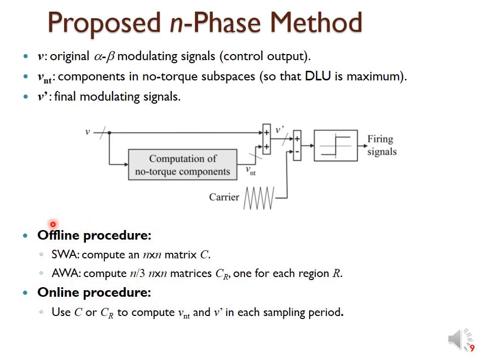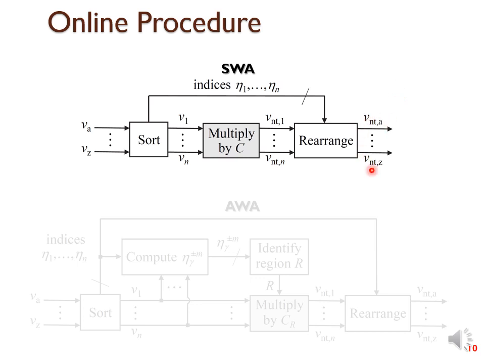In the offline part, we generate and store some matrices that are required in this block. For the case of symmetrical windings, we only need a single matrix C, whereas for asymmetrical windings, we need to compute n over 3 matrices CR, one for each region R. And during the online execution, we use such matrices C or CR to compute V and T and V' for the modulation.